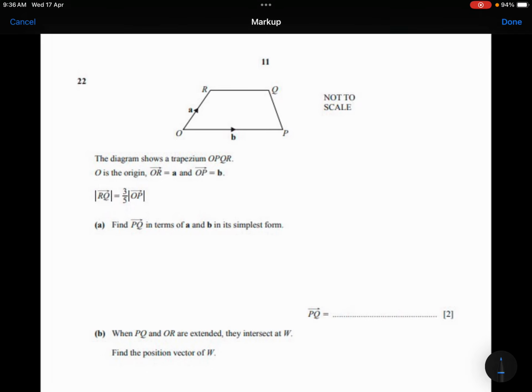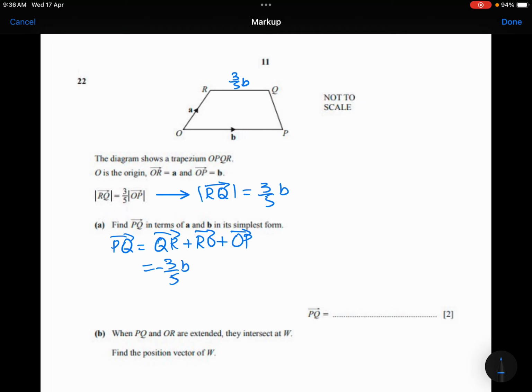So I can say very clearly that the magnitude of RQ would be 3 by 5 of b. Okay, find PQ. So beta, vector PQ would be QR plus RO plus OP. QR would be negative 3 by 5 b, plus RO would be negative a, and OP is plus b.